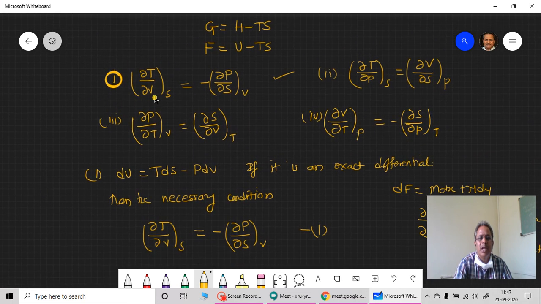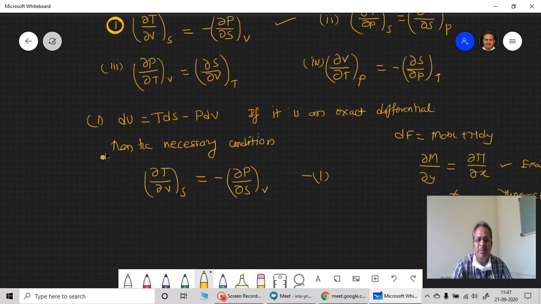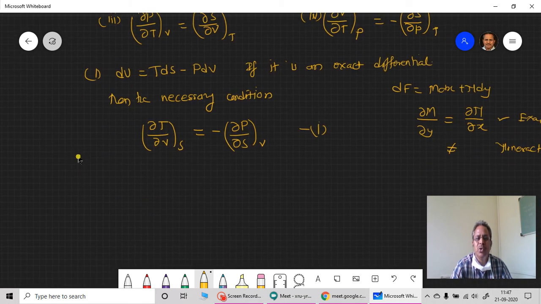Delta T upon delta V at constant entropy is equal to minus delta P upon delta S at constant volume. As given, dU is equal to TdS minus PdV. If it is an exact differential, then the differential of P with respect to entropy must be equal to the differential of T with respect to volume, and this negative sign comes here. So this first Maxwell relation can be obtained by taking this dU to be an exact differential.